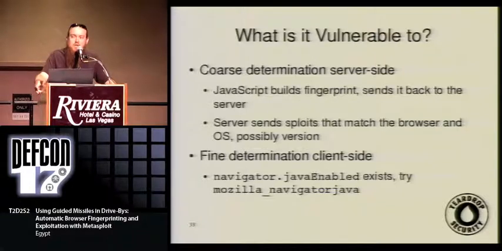So then, on the client side, we've got all of these exploits, and we can make a fine determination of which ones might work. So the example here is Mozilla Navigator Java requires the Java plugin to be enabled. So the test for that is very simple. You just make sure that Java is enabled, and then go ahead and try the exploit. If it's not enabled, then don't bother. You don't want to do a heap spray for no reason.